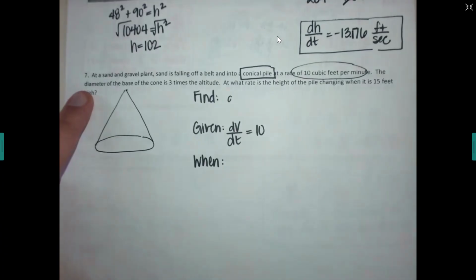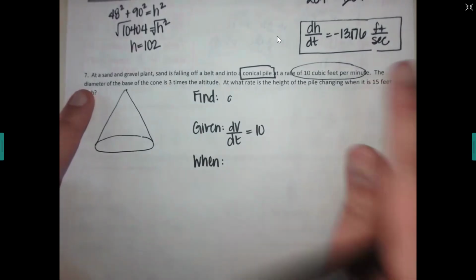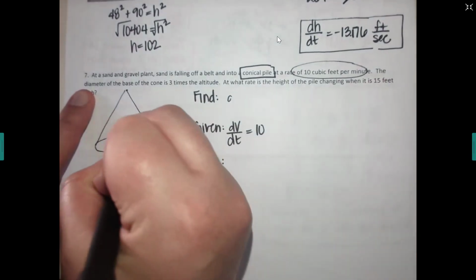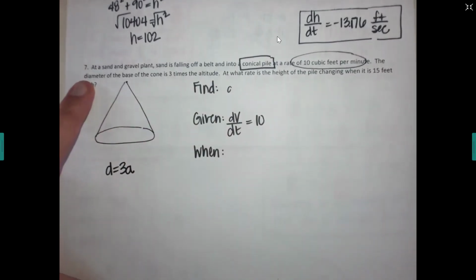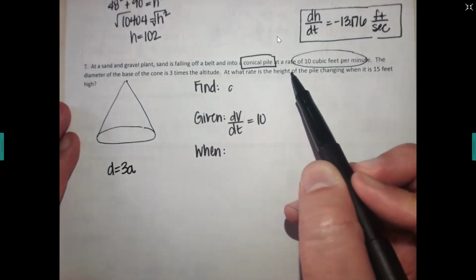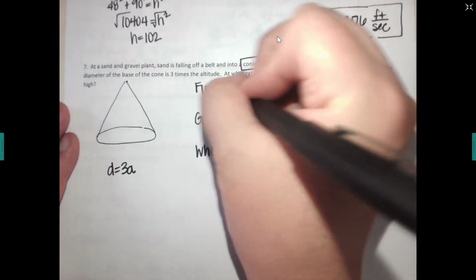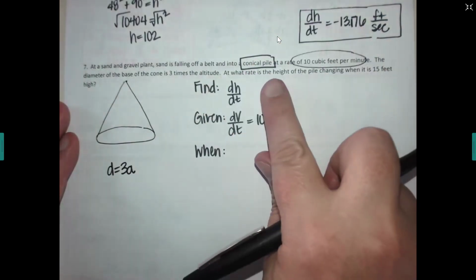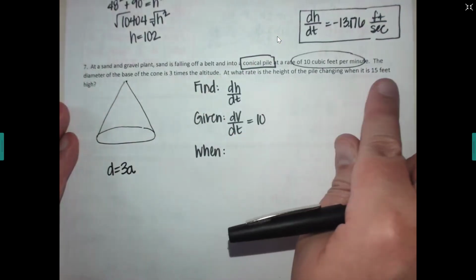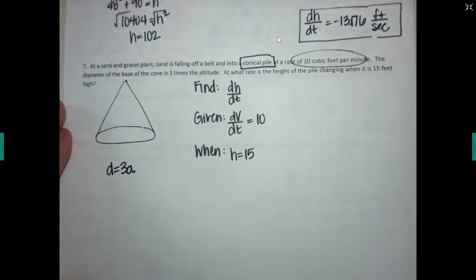Then it says the diameter of the base is 3 times the altitude. I'm just going to write that over here because that doesn't seem to go with the question. Diameter is 3 times the altitude. Let's just write it down and then keep reading. At what rate is the height of the pile changing? What are we finding? Height, dH/dt. And then it says when it is 15 feet high. So I want my h to be 15.